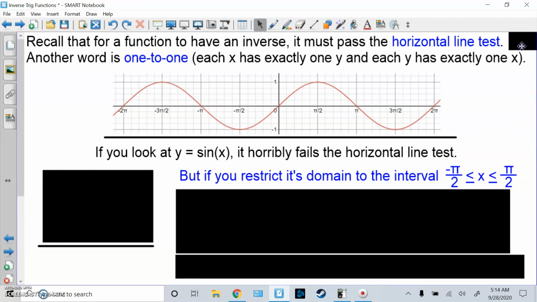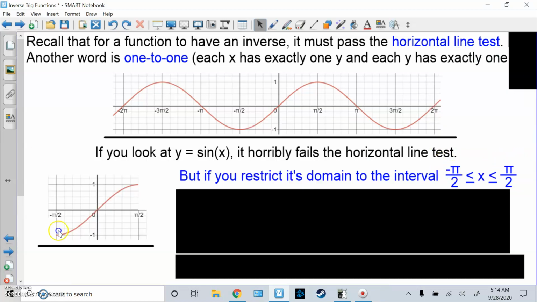But if you restrict its domain to the interval negative pi over 2 to pi over 2, here's our graph. This passes the horizontal line test. All right, it doesn't touch multiple times.